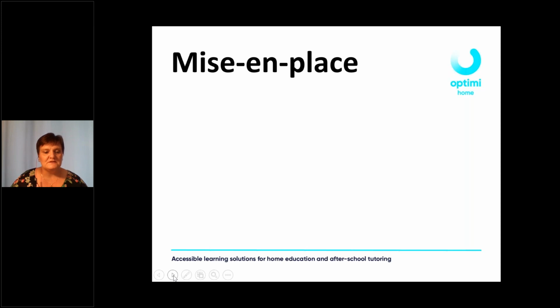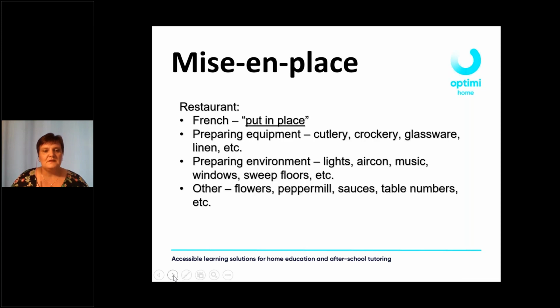Before we can set a table, we need to understand a few things. First thing is mise en place. Now, what does mise en place mean? It is the French word for put in place, and that means that we need to prepare the restaurant, in this case, for the guests before they arrive. This will mean that we need to prepare all the equipment. For example, the cutlery needs to be cleaned, the crockery needs to be cleaned, your glassware needs to be steamed, and your linen needs to be taken out from the storeroom. Also, your environment needs to be prepared, like switching on the lights, the aircon, the music, opening the windows and sweeping the floors, etc. Other things that need to be in place are finishing your flower arrangements, filling up your pepper mills and your sauces, getting your table numbers, etc.